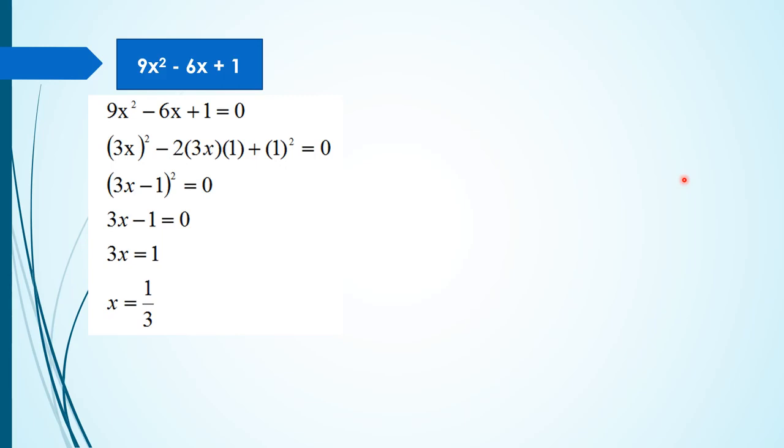Yes, we can do this by using splitting the middle term also. Now here I am factorizing by using an algebraic identity, in particular a minus b whole square, as the first and last terms are perfect squares. Now 9x square I can write as 3x whole square, and the last term 1 I can write as 1 square, which are like a square. This one I can consider as a square and this one as b square. The middle term should be minus 2ab, as it has a minus sign. Minus 2 into a is 3x into b is 1, that is minus 6x.